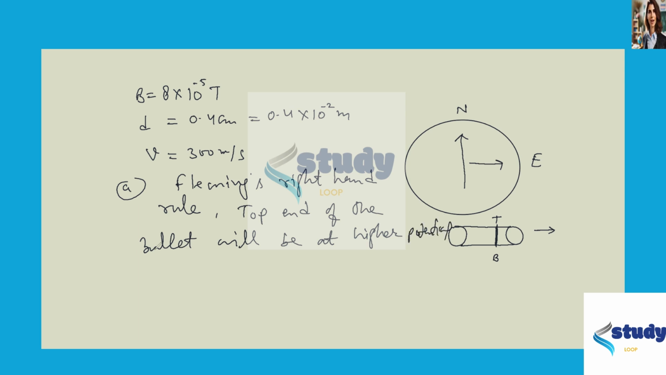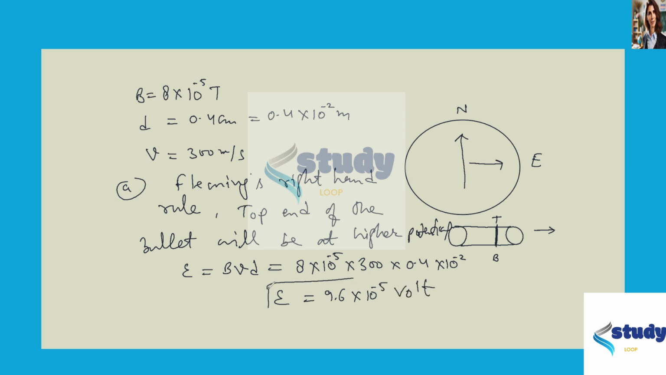Now, we have to find the value of this induced EMF, and that is simply given by the product of the magnetic field with the speed and the length. Here, this thickness of the bullet will serve as the length. So, putting these values, 8 multiplied by 10 raised to the power minus 5 Tesla, multiplied by 300, multiplied by 0.4 multiplied by 10 raised to the power minus 2. This induced EMF comes out to be 9.6 multiplied by 10 raised to the power minus 5 volt. So these are the two answers for the first part of the problem.